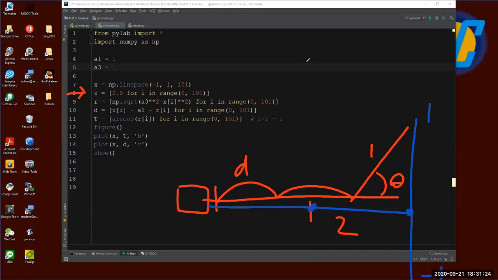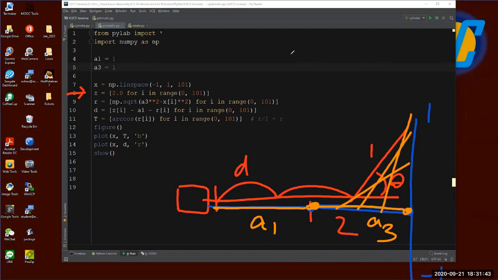So if you are 0 degree, it will be here to here. This one would be your A3, and your A1 will be here. And then when your angle become bigger, you go this way, this way, this way, and your A3 would be like this, and your A1 would be like this, and your D will be here, here, and here.